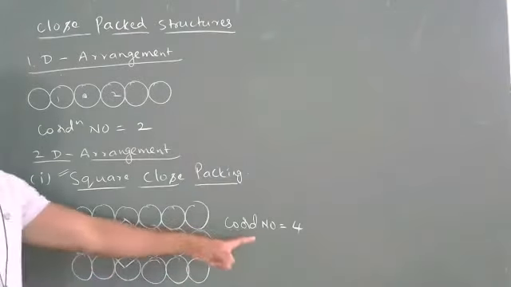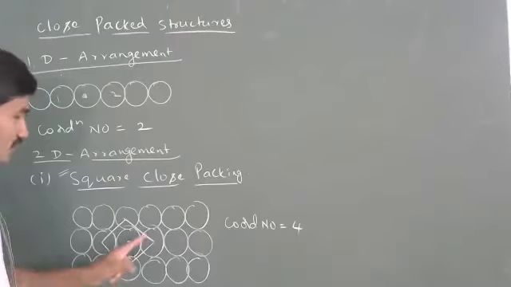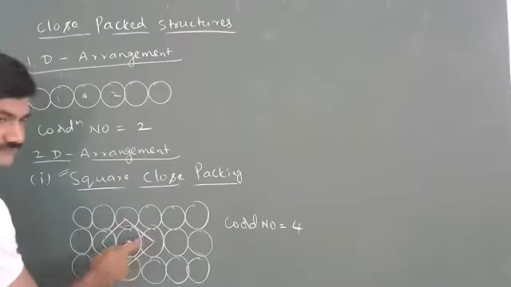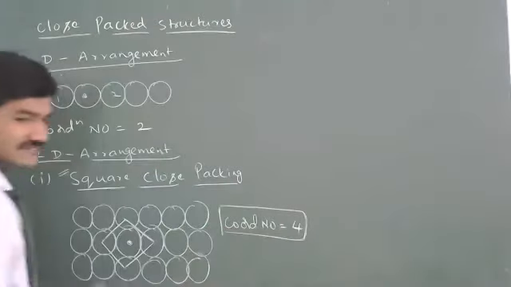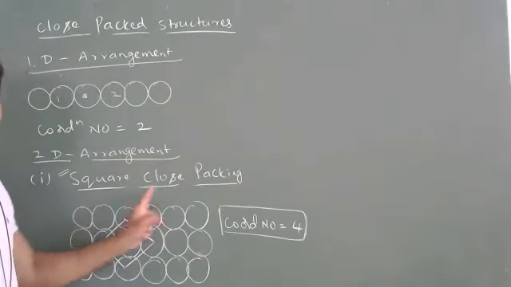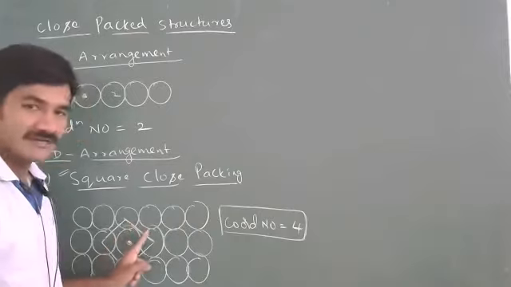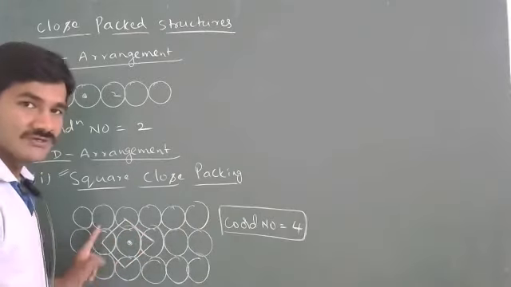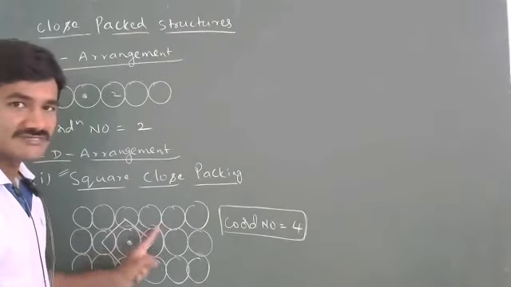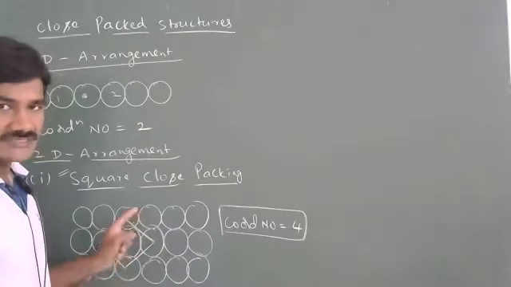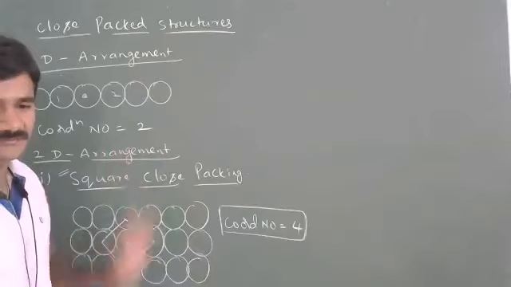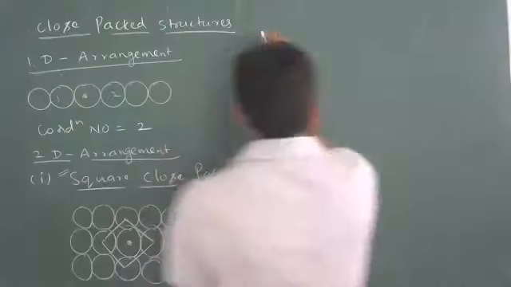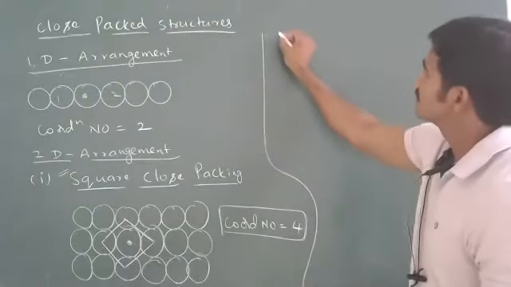Okay, so this is coordination number 4. As there are 4 atoms touching each atom, we can write coordination number as 4 for this, and it is said to be square close packing, because if you connect all the atoms which are touching this atom, we'll get one square arrangement. As we are getting a square type of arrangement, it is said to be square close packing.